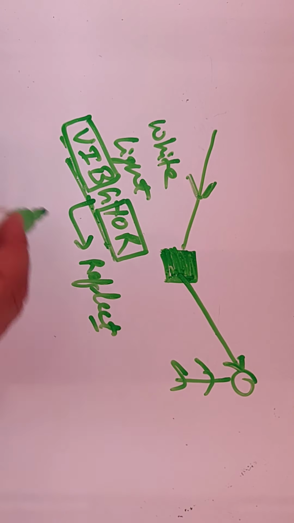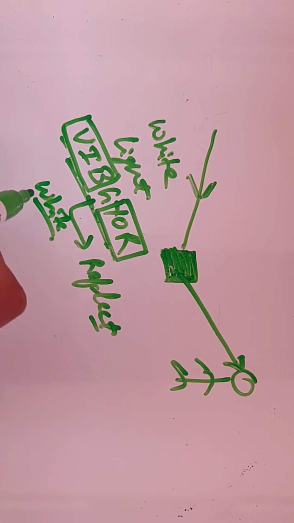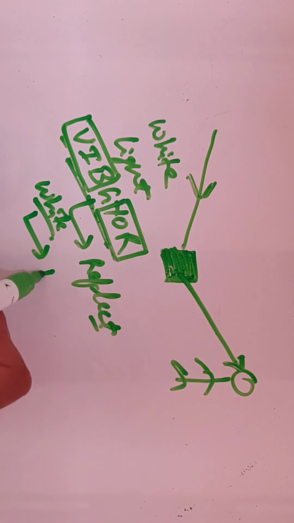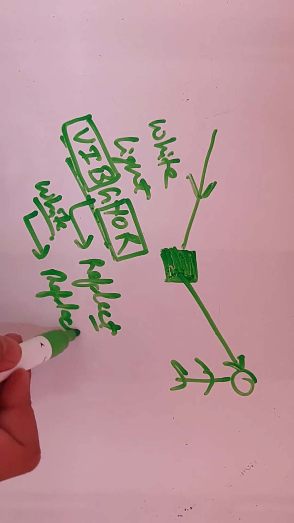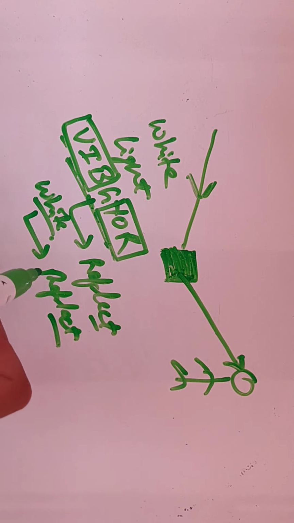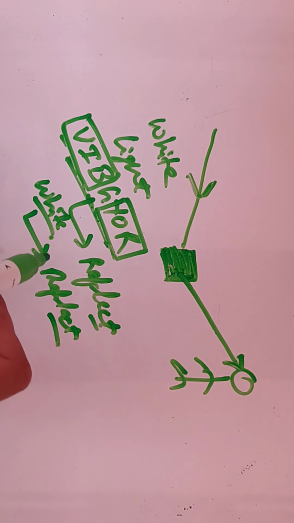Now the question arises, why do we see a white object? A white object, or any object which appears white, has the property that it will reflect all the colors which are falling over it, all the colors. So that is why it will appear white.